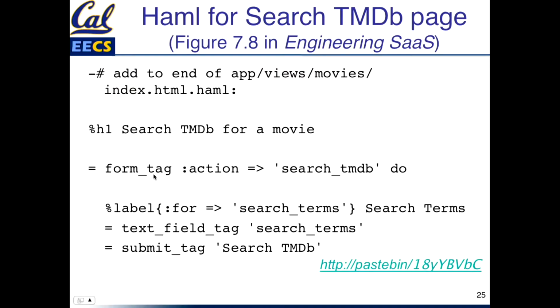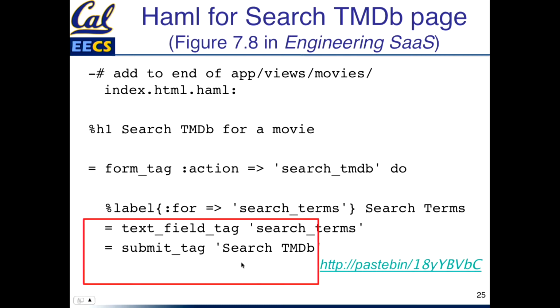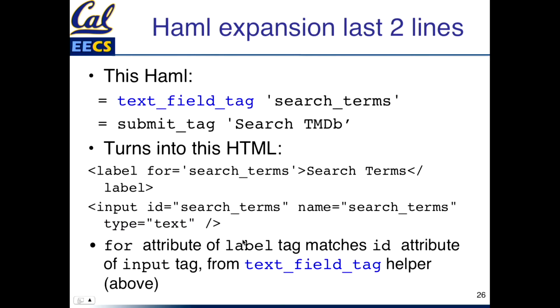Now, let's try and figure out what we've got to add to make this work. We're going to need a view for this, and what Armando just talked about earlier is that we're going to do a form where the action is, and we have to name a method that's going to catch the form, handle the form. We're going to call that search TMDB, and here is the label for the form that we're going to create in HAML. And this next slide is what this looks like in HTML. This HAML gets turned into this code, and this will implement the form for us.